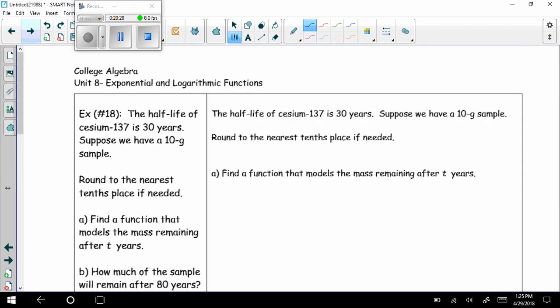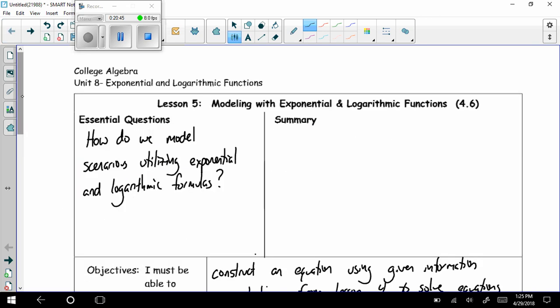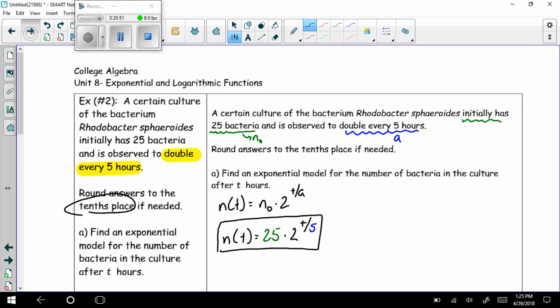Speaking of, ending today on a half-life question, and we're looking at cesium-137. So the isotope of cesium has a 30-year half-life, and suppose we have a 10-gram sample. So the first thing that we're looking at is finding a function, so rewriting it. We know its half-life, so we know that we are using the following formula. That's the very bottom one. So M sub 0 times 2 to the negative t over h.